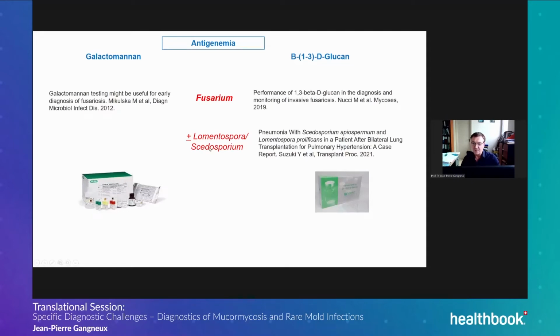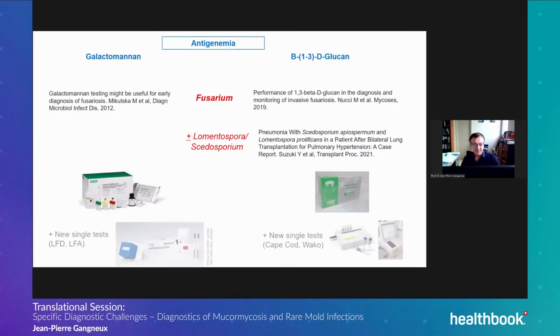Regarding Lomentospora and Scedosporium, here you have a recent publication reporting a positivity in a patient who was a lung transplant recipient. These data were obtained with the classical kits, the Bio-Rad Platelia galactomannan and the Fungitell BDG, but perhaps in the next few years, using the new single, easy-to-use tests, such as LFD and LFA for galactomannan, or the new Cape Cod Fungitell STAT or the Wako test, perhaps we will use more and more these biomarkers.